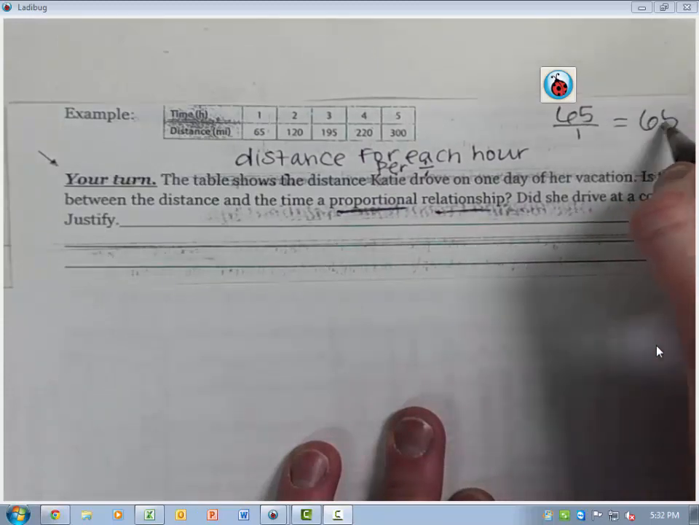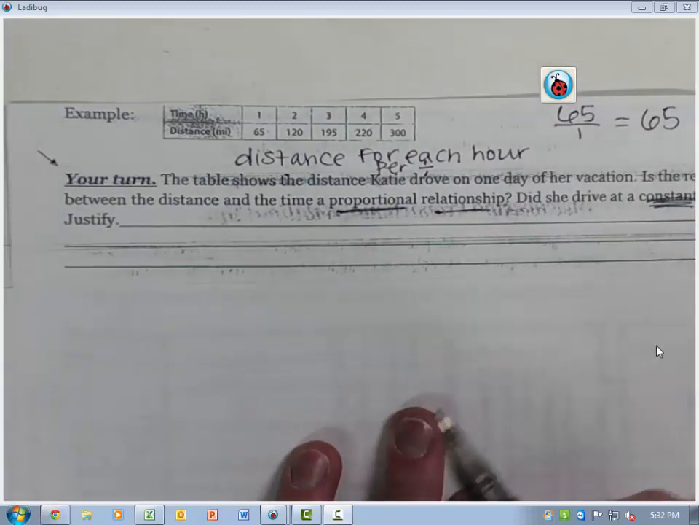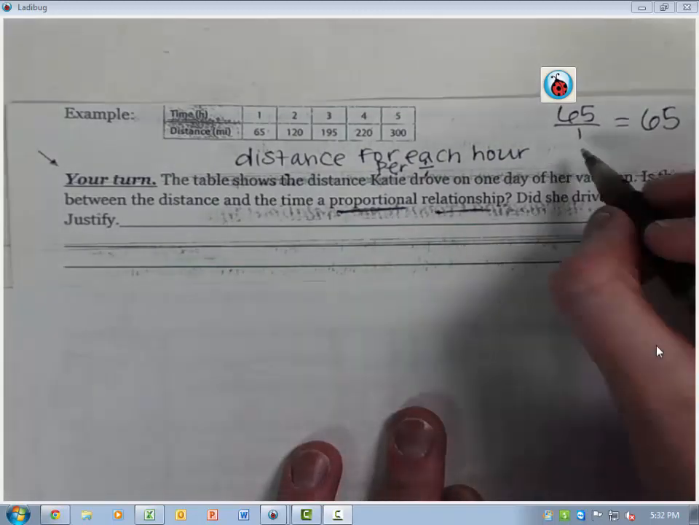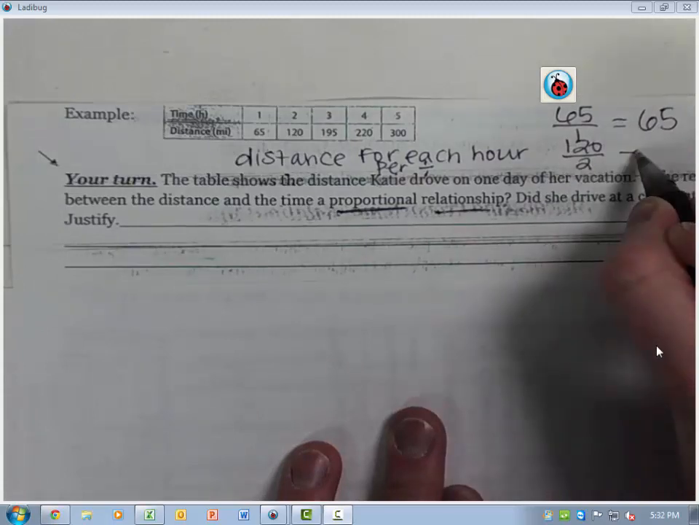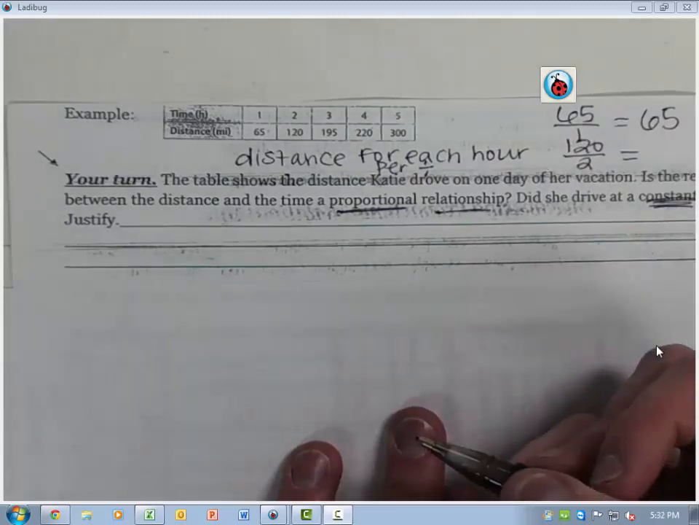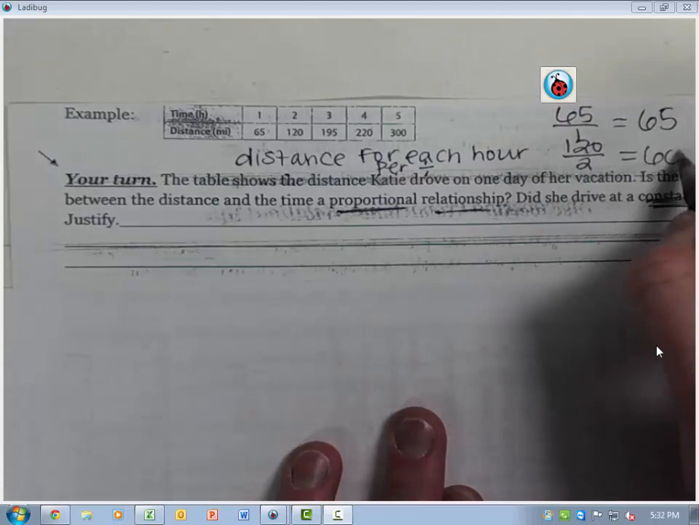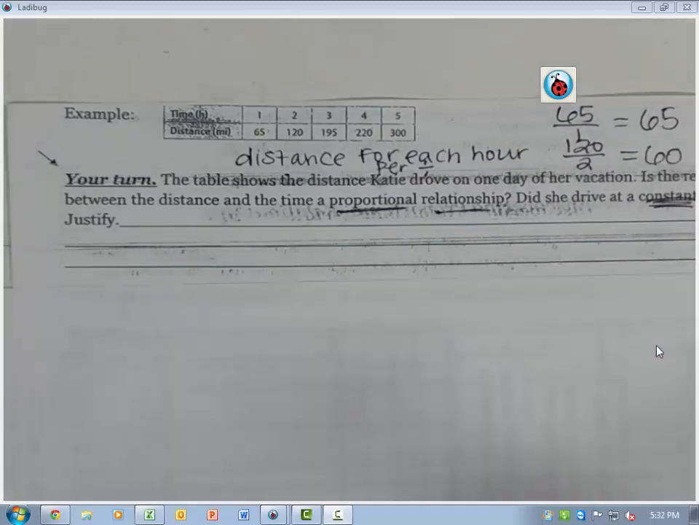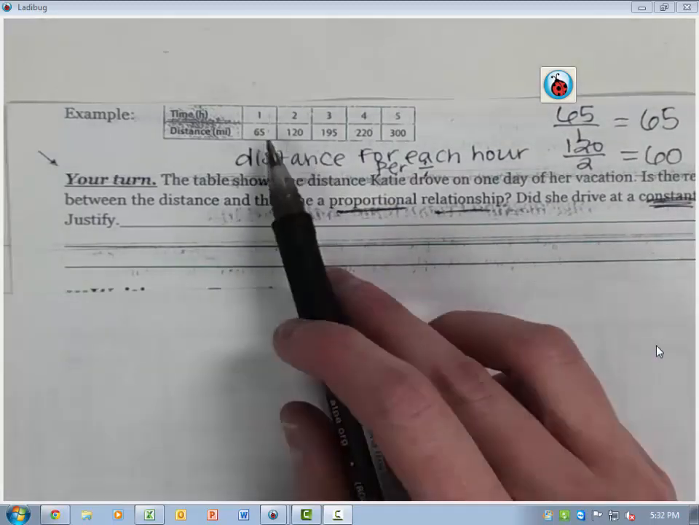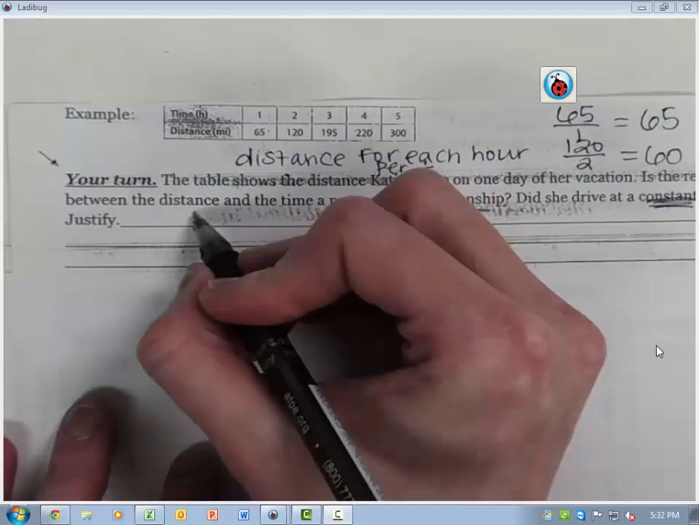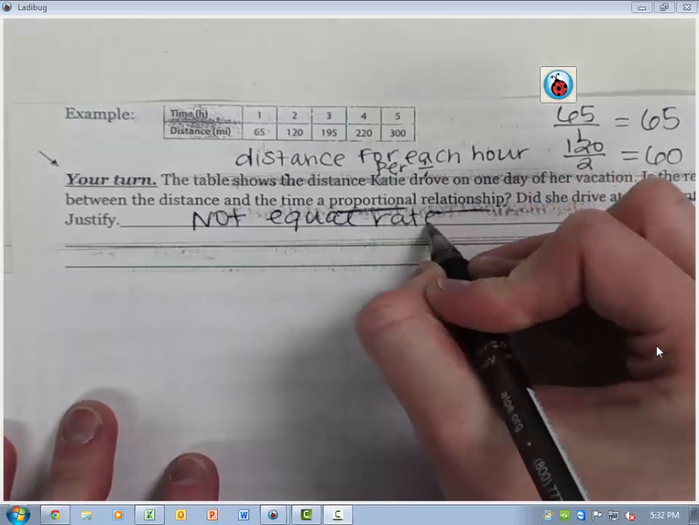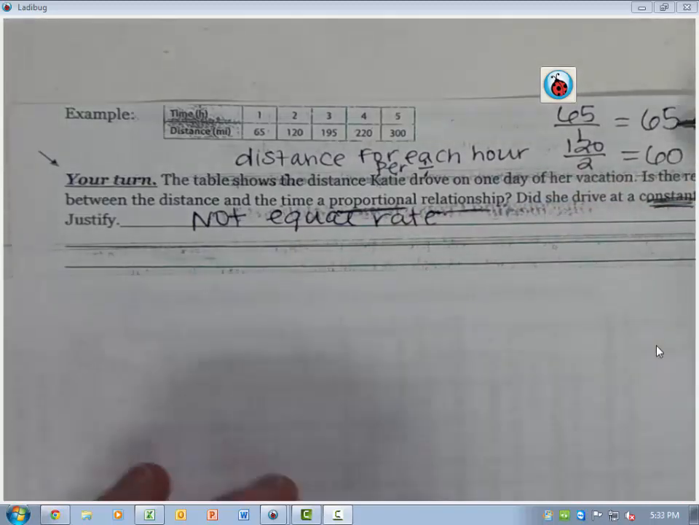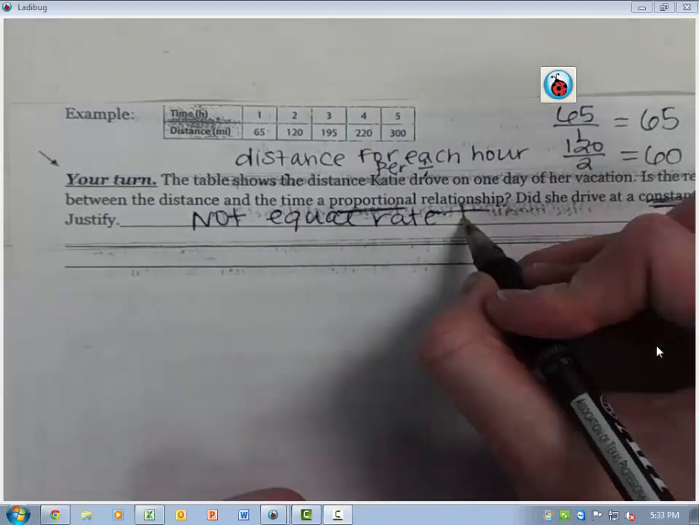Let's see if we get 65 if we drive for 2 hours. So 120 over 2, would you get 65? No, I would get 60. So is this consistent? No, it's not. So I can already tell this is not an equal rate. My unit rate was 65, but my next rate for 2 hours was 60. So this is not equal because her speed changed.